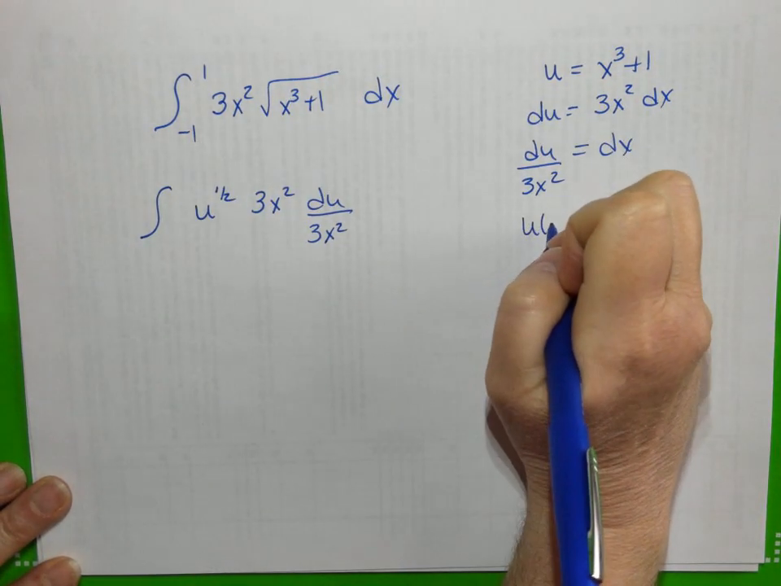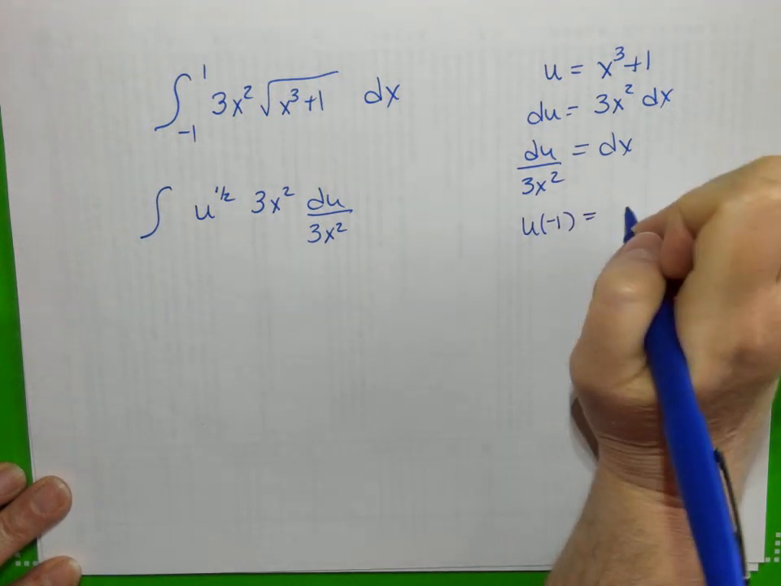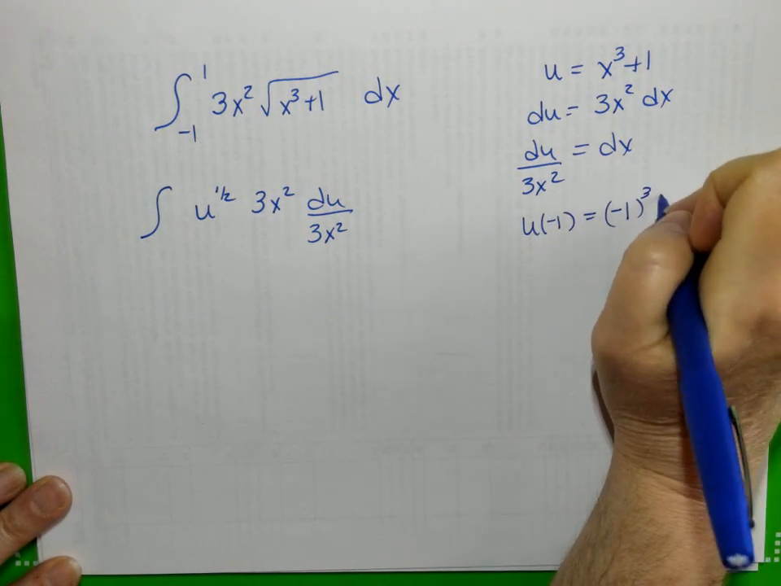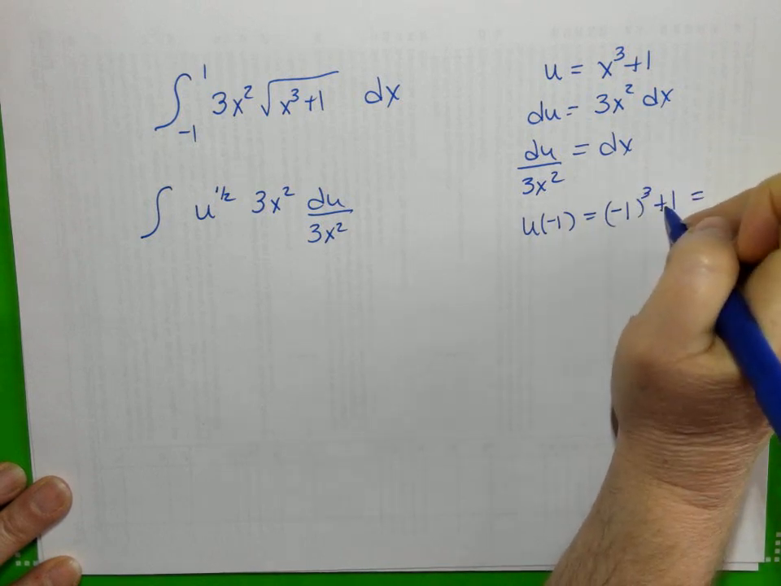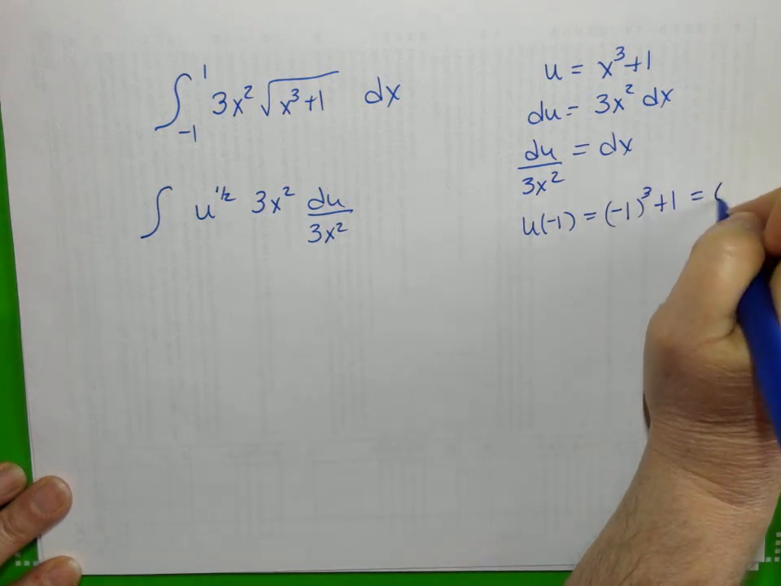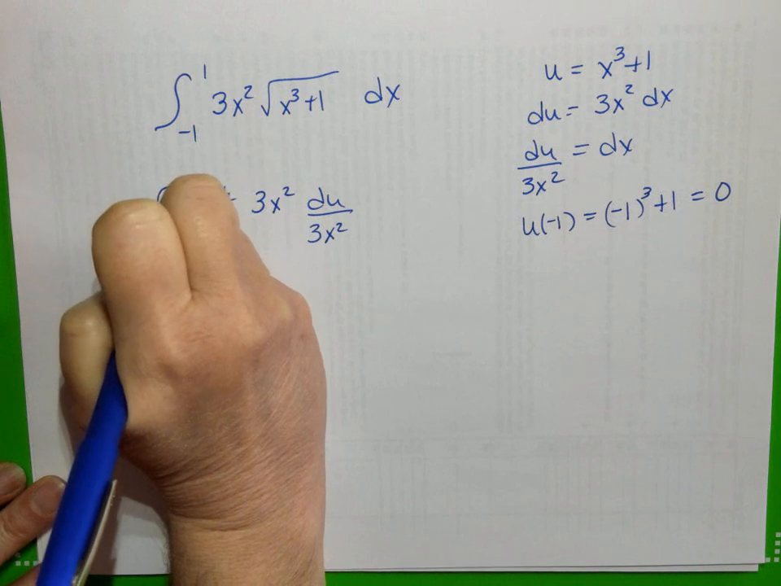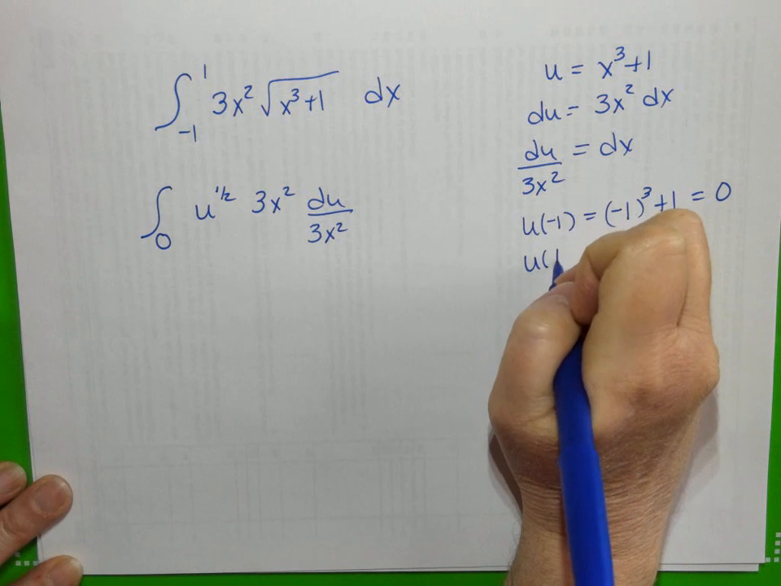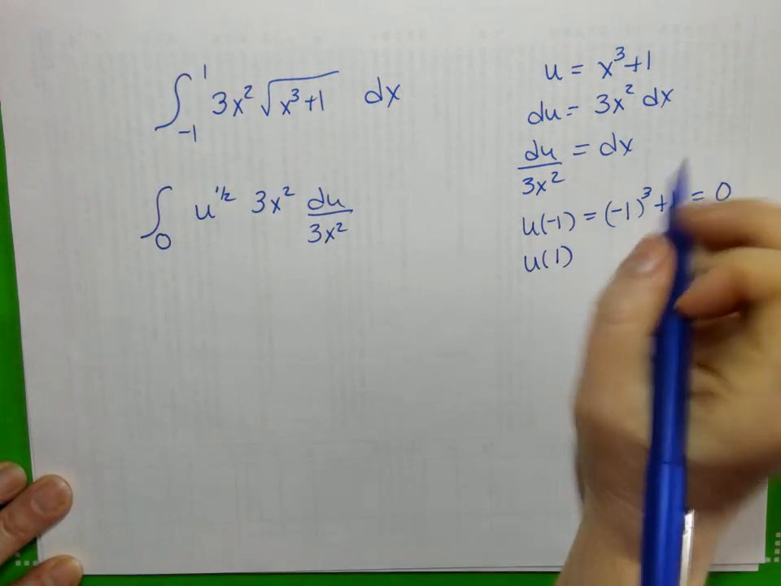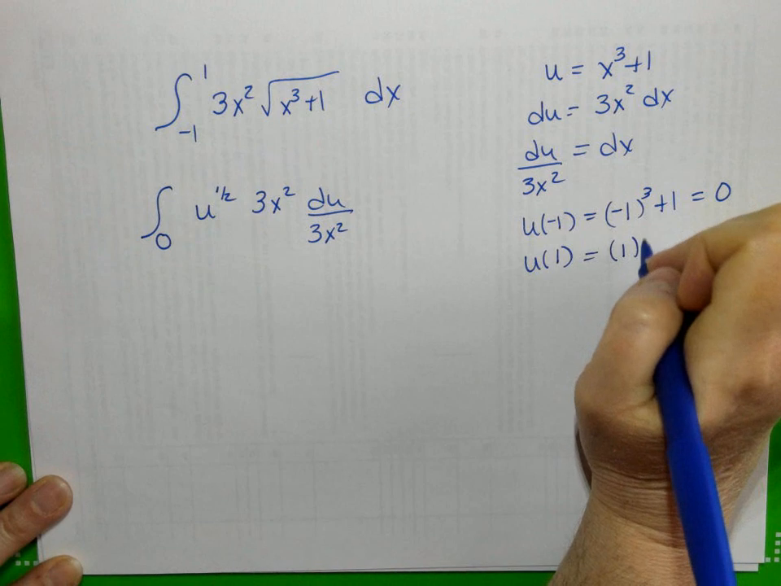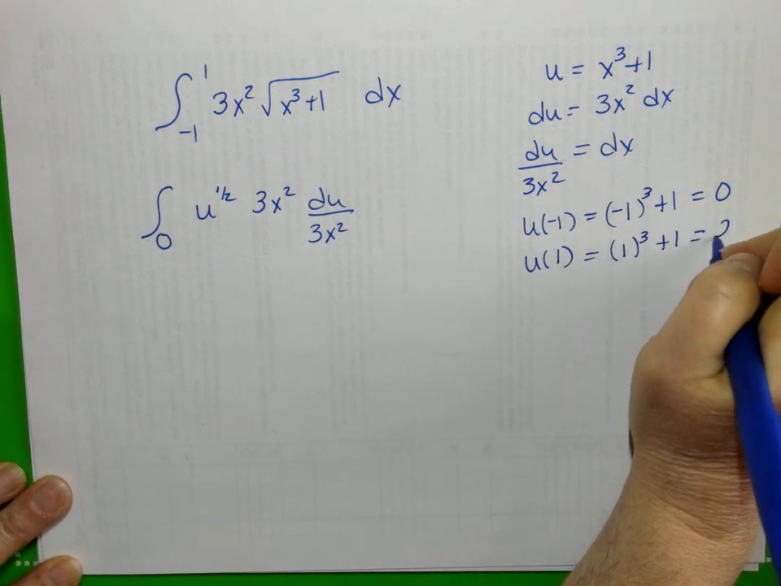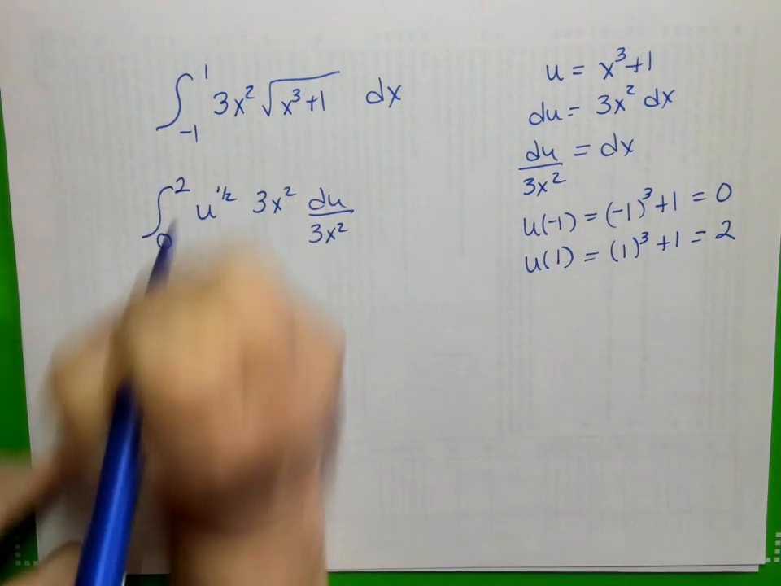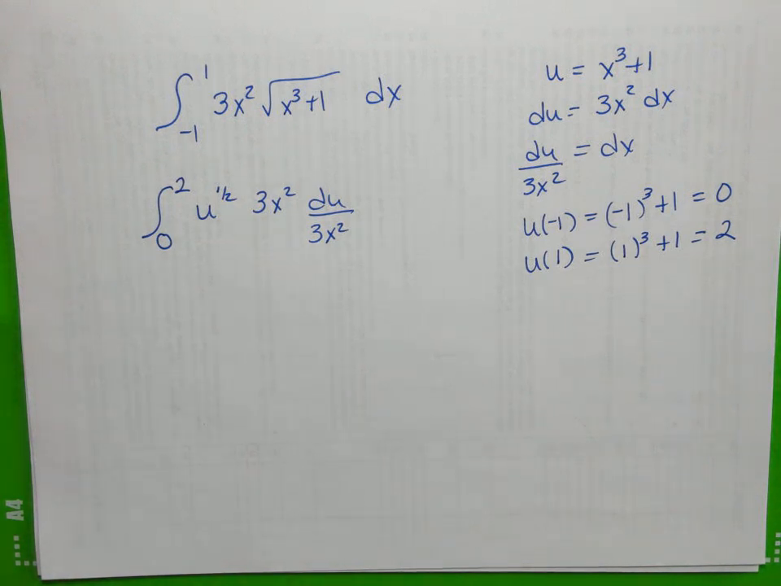So u of -1 is -1 cubed plus 1. -1 cubed is -1. -1 plus 1 is 0. So my lower boundary now is 0. I then also have to find u of +1, the top number. So 1 cubed plus 1 makes 2. So my top boundary has now turned into 2. All of that theorem says we can change the boundaries to make our math easier. And that's all it is.